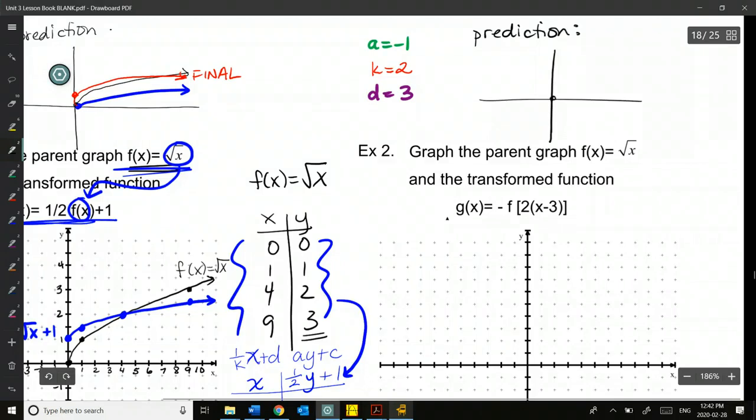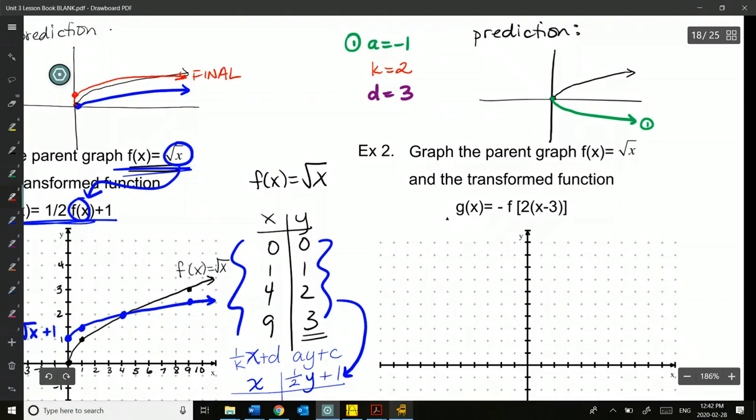So here's our parent function. What does the first value do here? What does the a of -1 do to our graph? Zach? Vertical or horizontal? Vertical, yeah. So we'll flip it down. That's the a value.